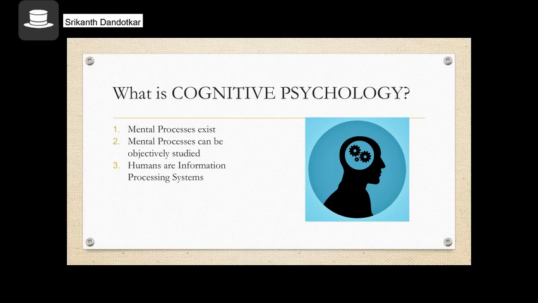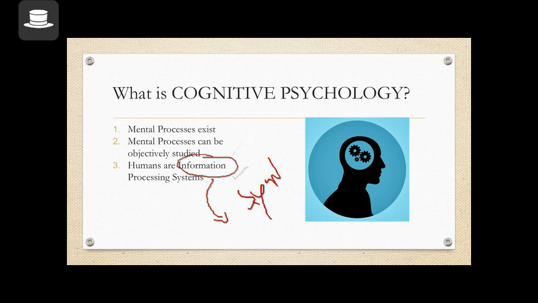So what is cognitive psychology then? Cognitive psychology deals with mind and mental processes. We study cognition and memory. You already know that, right? The basic assumptions are the same: mental processes exist, we can study mental processes objectively, and we humans, like any other intelligent system, are intelligent because we are information processing systems. We process information because we can store and manipulate symbols.